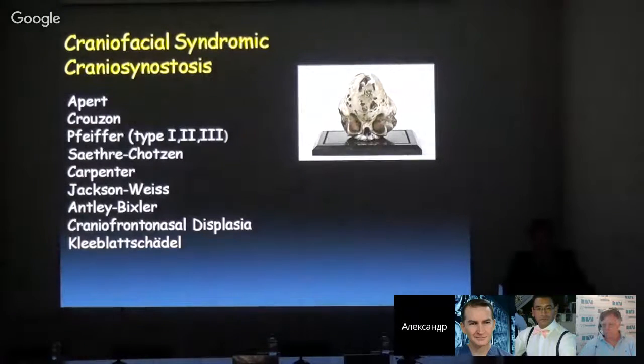Craniofacial syndromic craniosynostosis is a more challenging disease. Usually we have Apert, Crouzon, and Pfeiffer. And Kleeblattschädel, it's a trigonocephaly, and Carpenter is more difficult, and Jackson-Weiss and Lebiger are very rare. And craniofrontonasal dysplasia, you can see some cases, but basically Apert, Crouzon, and Pfeiffer.